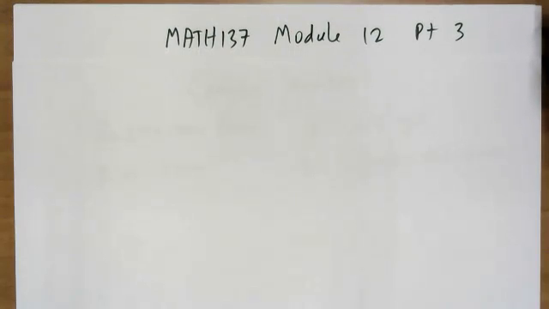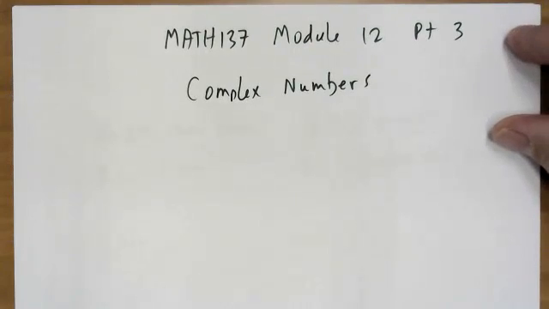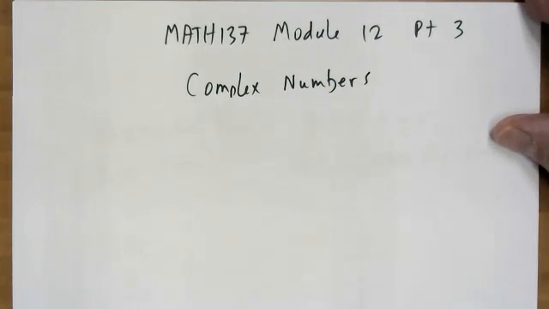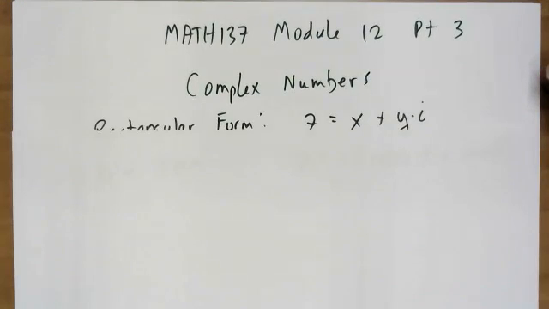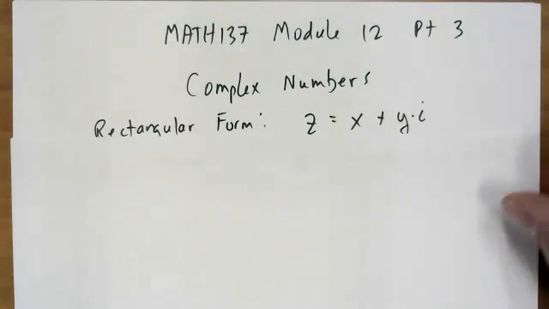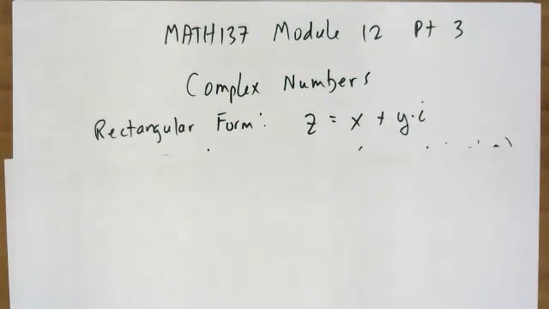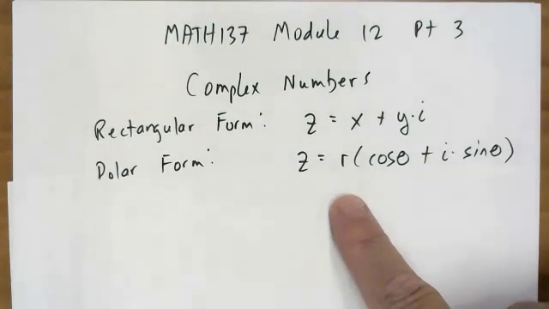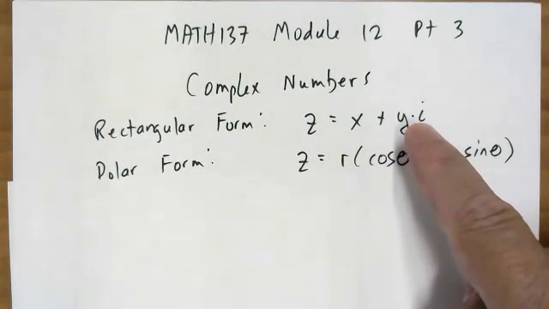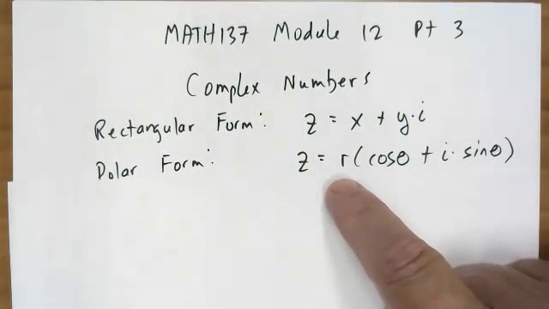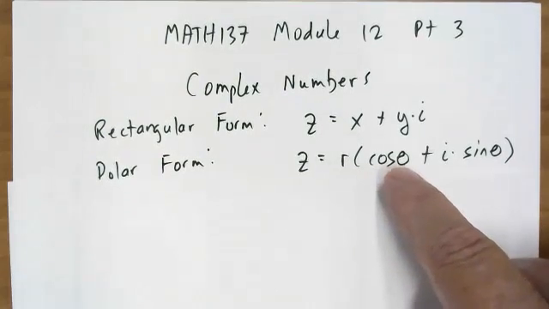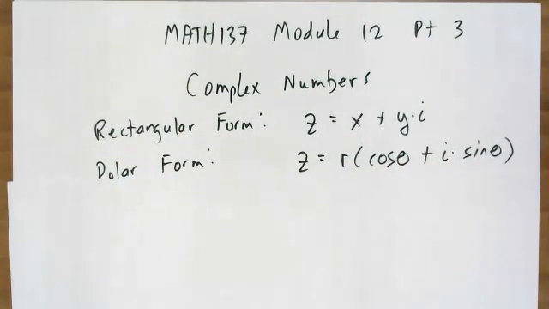The last video, we were working with complex numbers. And we talked about there were 2 ways to express complex numbers and 2 ways to graph them. We discussed the rectangular form where you have x plus yi. And then we said you can also have the polar form where instead of x and y, like your typical graph, we can use polar coordinates and we can express a complex number as r times cosine theta plus i sine theta. And that's where the last video stopped.